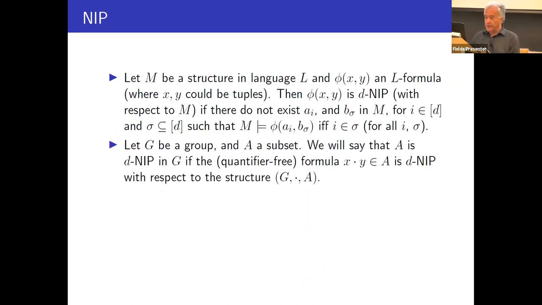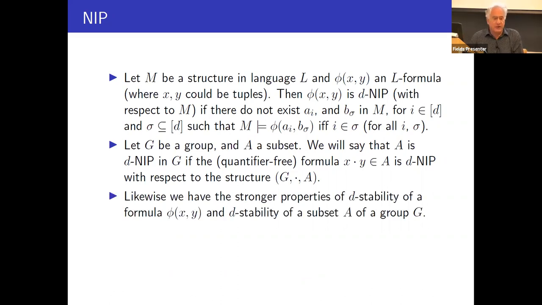Now take a group G and a subset A of the group, and we'll say that A is DNIP in G if the quantifier-free formula x times y and A is DNIP with respect to the ambient structure G with A. You think of A as given by a predicate, for example. Yeah, that's the structure.